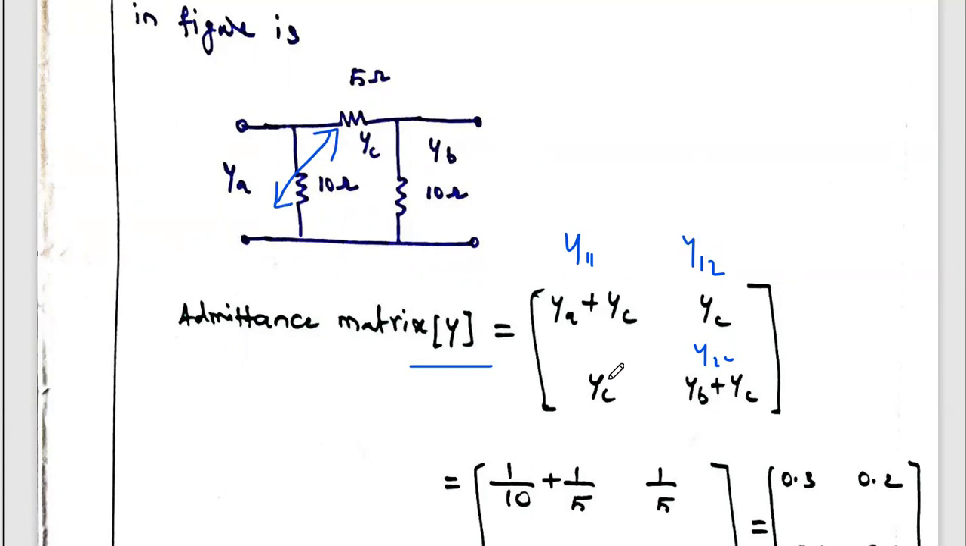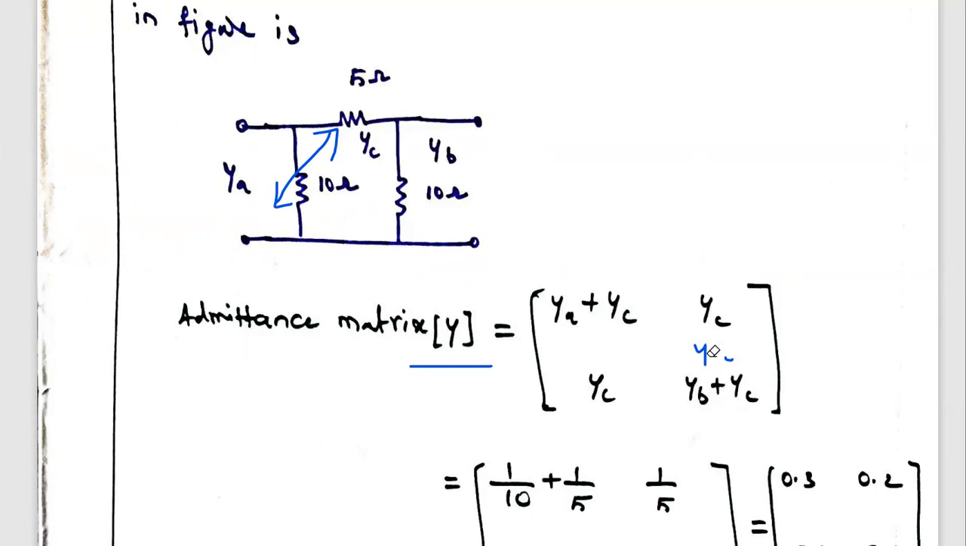The addition of these two admittances is Y11. Similarly, Y12 and Y21 are the common admittance between port 1 and port 2, which is YC. And Y22 is on the output side: the addition of YB and YC is Y22. So this is the formula.